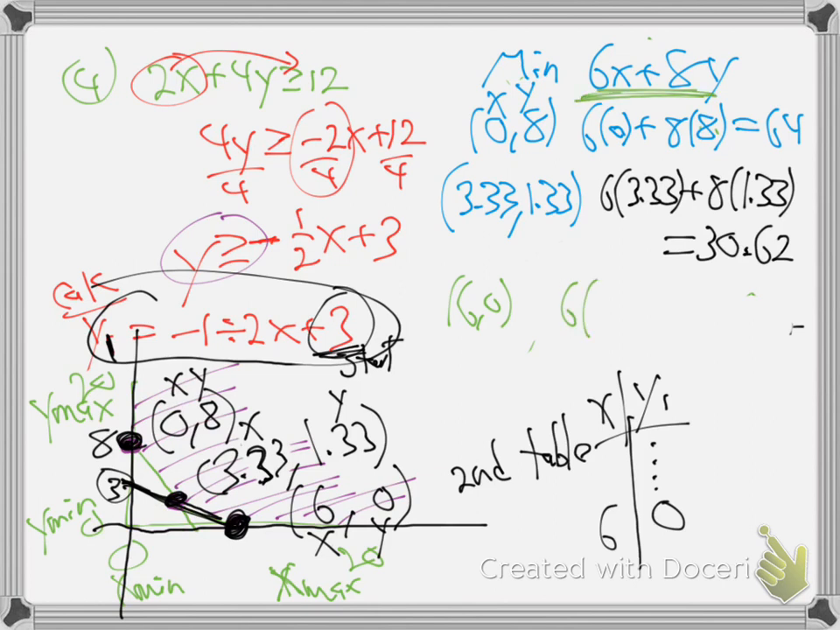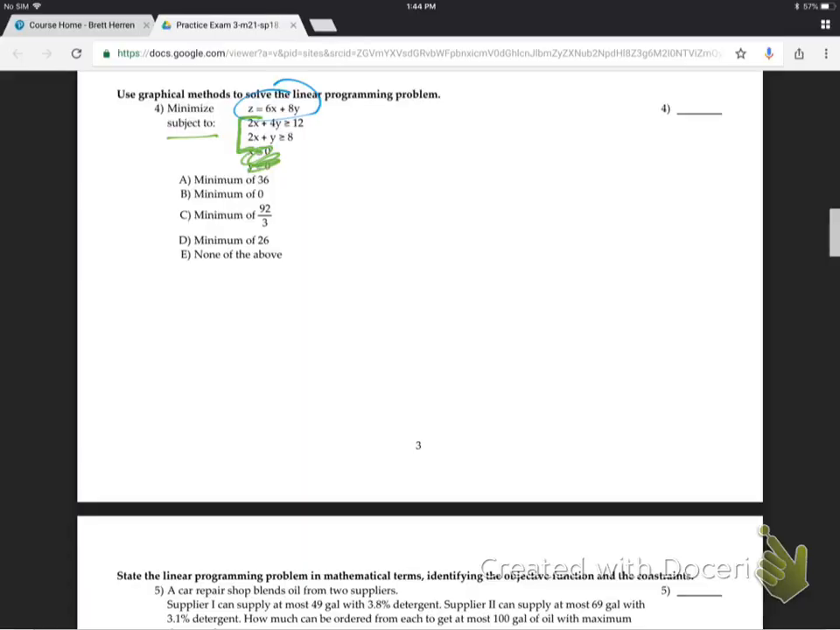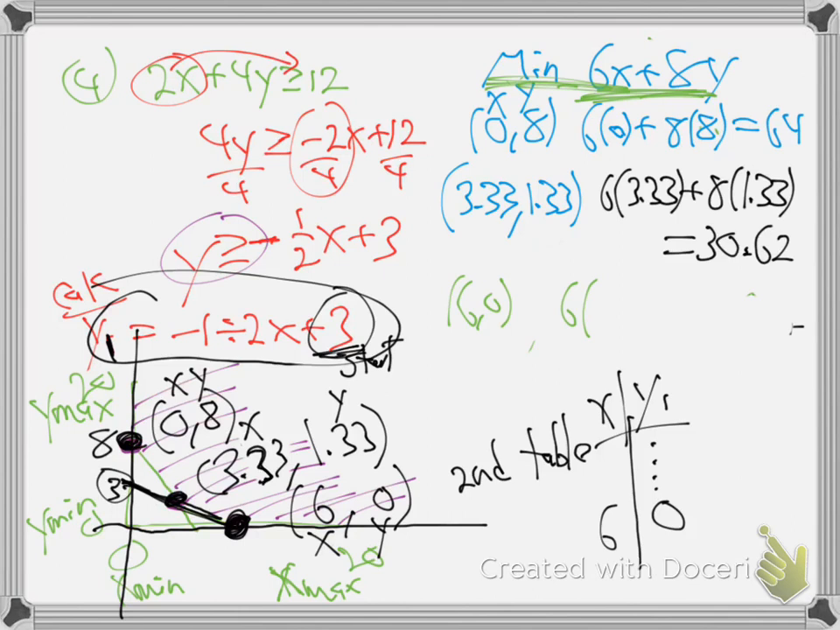Okay, I keep plugging into this. Everybody see what I'm doing? I'm plugging into that function. That's the one they gave me right at the top up here. Everybody see it up here? What you're supposed to minimize. Minimize z equals 6x plus 8y. Everybody see that? So this is z equals. That's what I'm plugging into. So x and y. 6 times 6 plus 8 times y is 0.